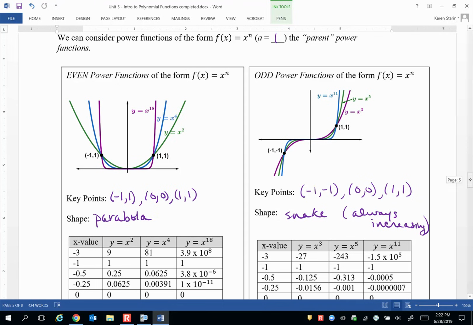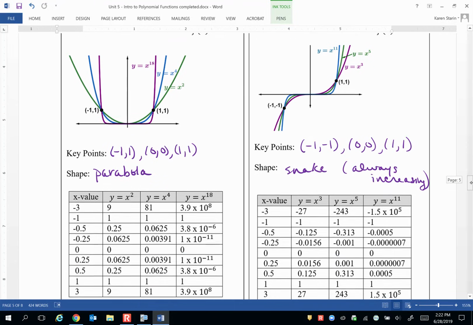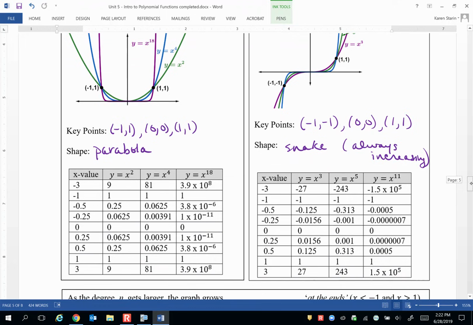So here's a table for each of these, even and odds. You can kind of look at these values, and for the even functions we have an example of y equals x to the 18th power. Close to 0, all the function values are very, very small. F of x is staying low and close to 0. That's what widens it and flattens it out. And same for the odd power functions.